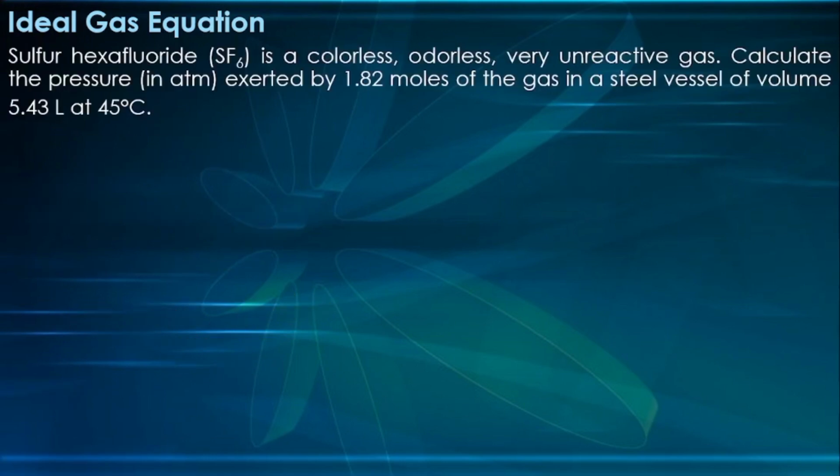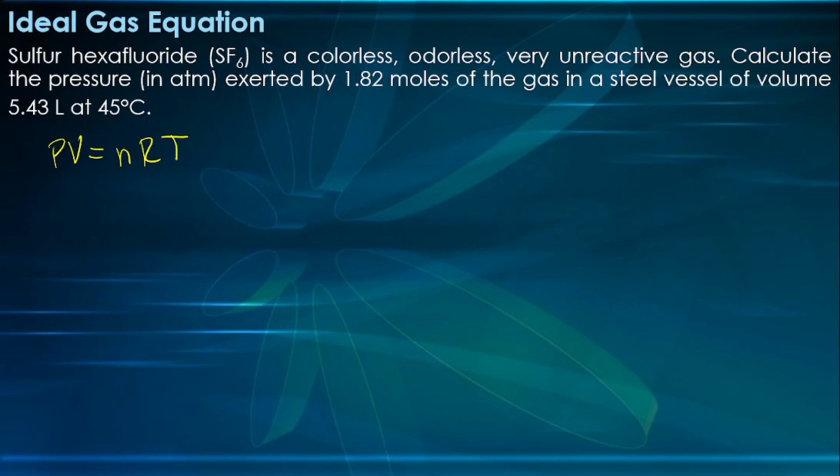So let's apply the formula or the equation of the gas law. Again, the equation of gas law is pressure times volume is equal to the number of moles times the gas constant times temperature in Kelvin. So we have here sulfur hexafluoride, which is a colorless, odorless, very unreactive gas. Calculate the pressure in ATM exerted by 1.82 moles of the gas in a steel vessel of volume 5.43 liters at 45 degrees Celsius.